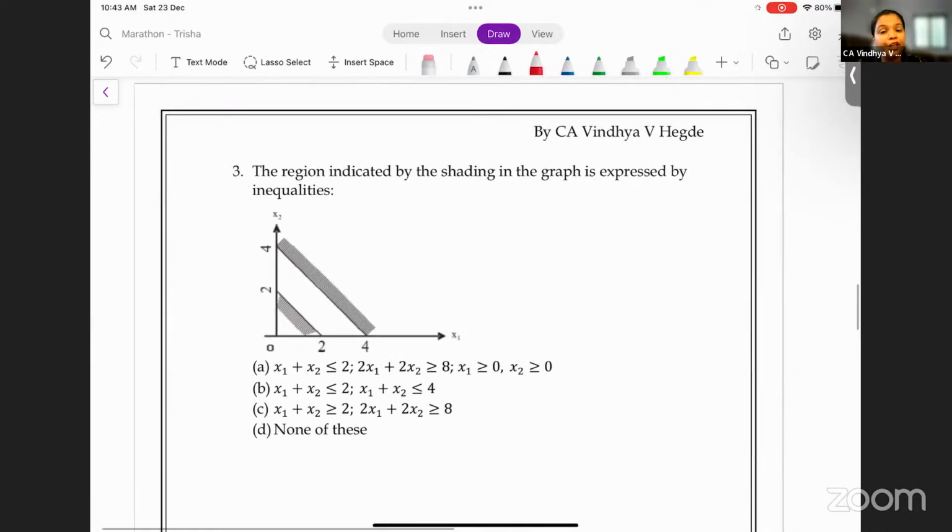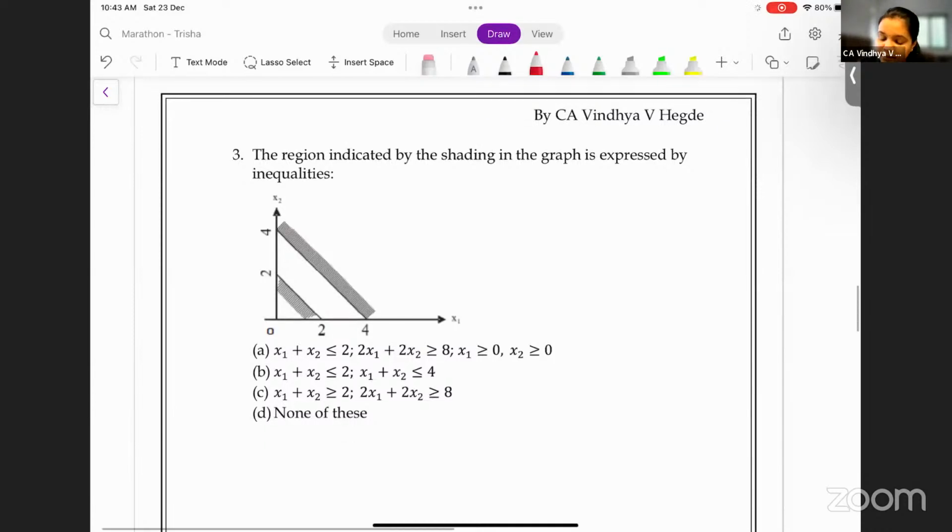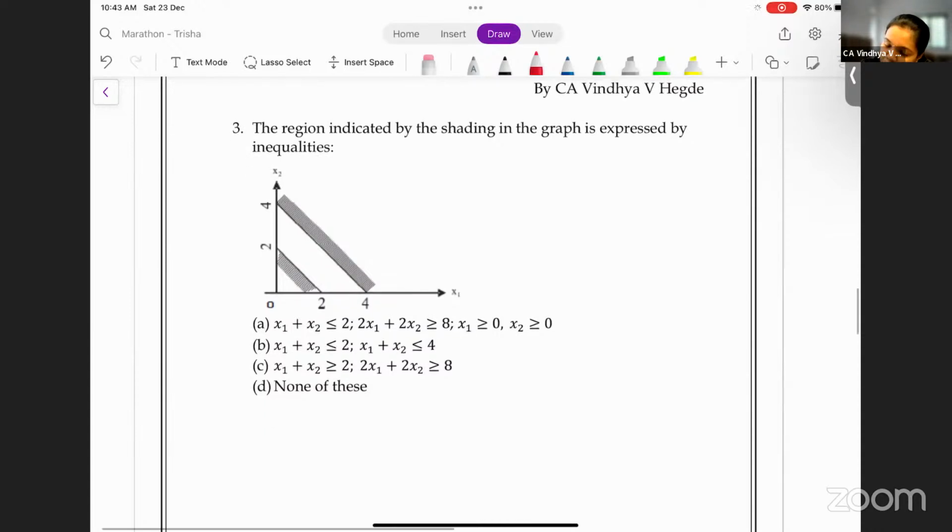What you need to find here, you have been given the graph. What you need to find is the inequality that represents the graph. So how do you solve this? First of all, what is the first inequality in the option? Let's pick option A.